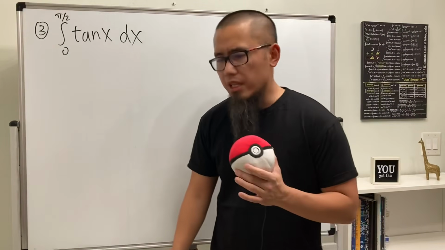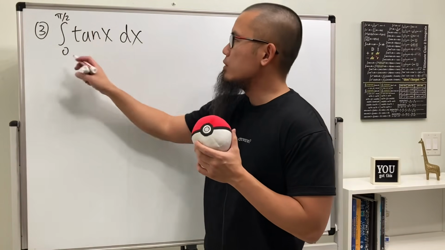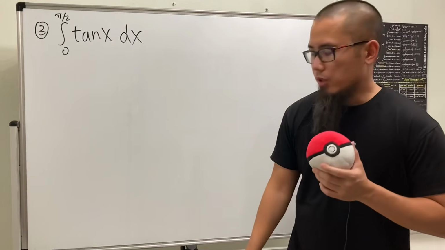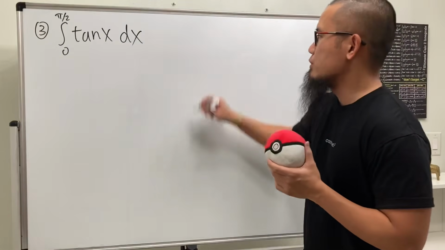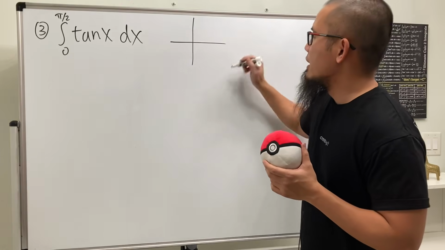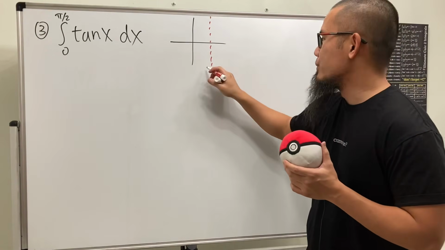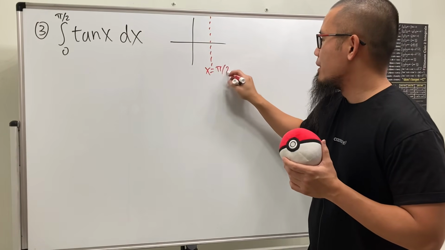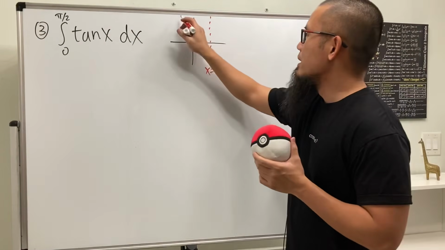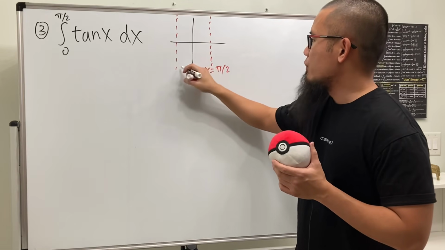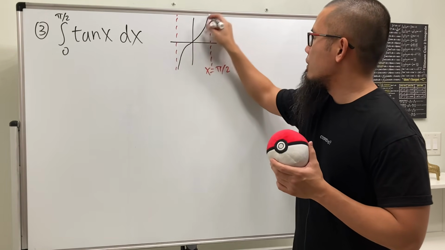Number 3, we are going to take care of the integral going from 0 to pi over 2 of tangent x. Well, let's take a look at the graph of tangent x real quick. Let me just remind you guys, we have a vertical asymptote at pi over 2. So that makes this improper, because if you take a look, this is the graph for tangent x. It goes like this, right?